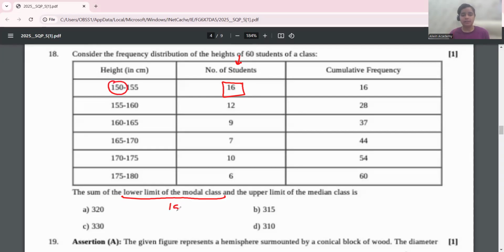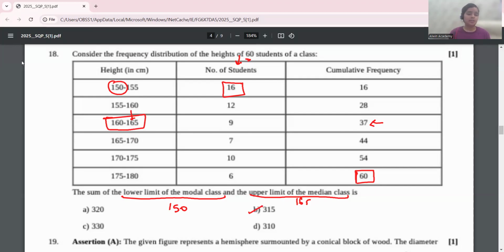So, herein I have 150, and the upper limit of the median class. For the median class, the total number of students is 60. It is also given to us here, and the total of the CF is also 60. Now n by 2 is 30. So the frequency which is just greater than 30, we can see here at 37. So the median class is this particular class, and its upper limit is 165. So we have to add 150 and 165. That's 315, option number B.